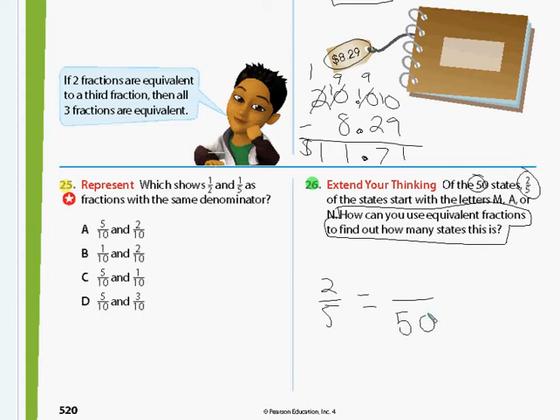So what would I do to 5 to make it 50? Maya. Multiply by 10. So times 10. So if I do that to the denominator, I have to do the same thing in the numerator. So 2 times 10 is 20. That means there's 20 states that start with M, A, or N.